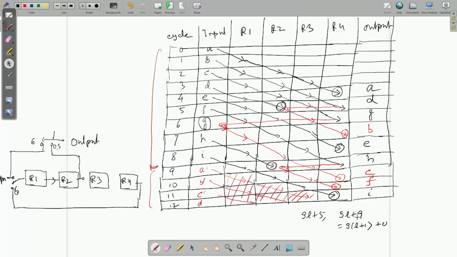I prefer 9L plus 9, but since it is 9, 9 modulo 9 is 0. If it is 10, 10 modulo 9 is 1. So for the L plus 1th input cycle, it will be system cycle 1, but the input cycle goes to L plus 1. If it is 10, 10 modulo 9 is 1, so 1 would have come here, and I would have written 1 here instead of 0.